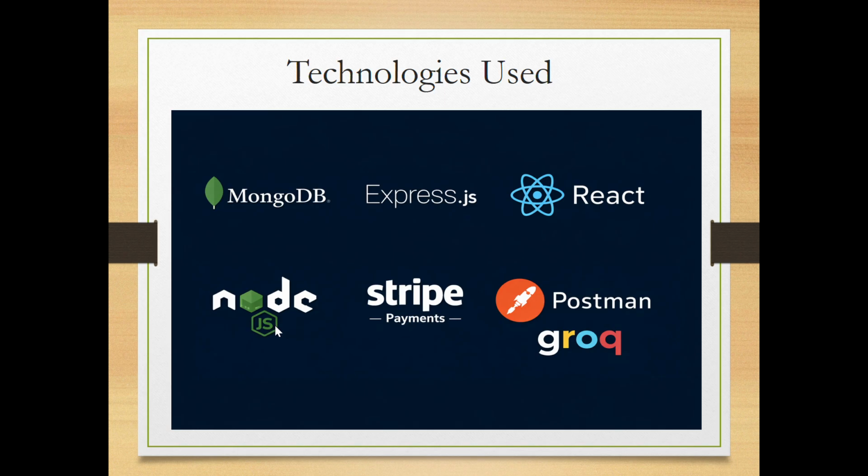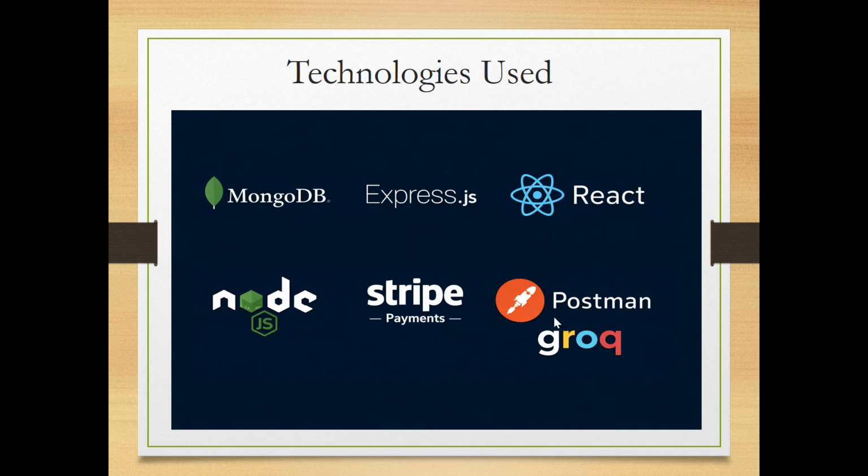Next is Node.js. It is a runtime environment and it helps to connect the front end to the back end. Another is Stripe. Stripe is an online payment processing platform. It handles secure transactions. In the project, we use Stripe to help the user make payments. The backend creates the Stripe session, and the payment is verified and confirmed.